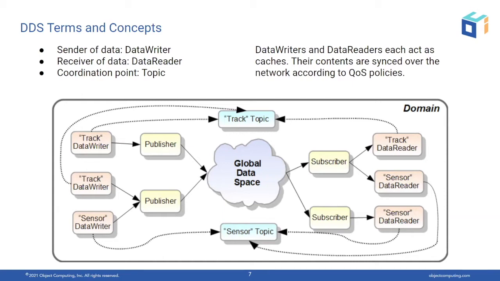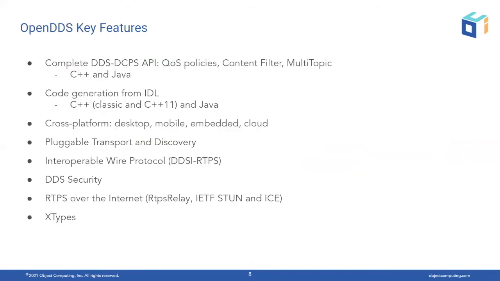And we think of those writers and readers as caches. The application code can populate a writer cache with data, and it gets synchronized over the network according to quality of service policies to all of its matched readers that also have their own caches that have their own quality of service policies. And that data makes its way up to the applications. There's a lot of other concepts in DDS, but those are the key ones for what we're talking about today.